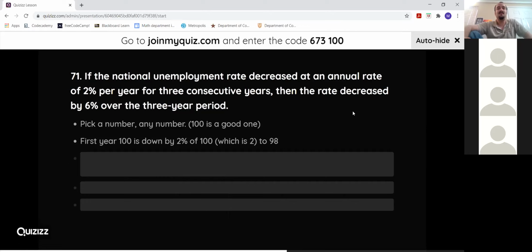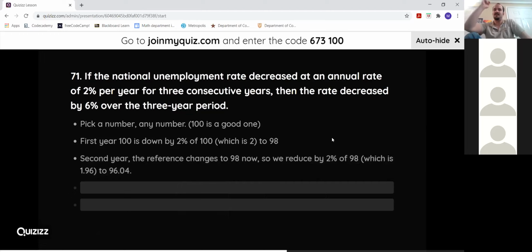So this is the first year. I have 100. It's down by 2% of 100, so we're going to reduce it by 2. We're going to be at 98. And so this year, it's looking good. This year, this is the one that's going to give you trouble, right?